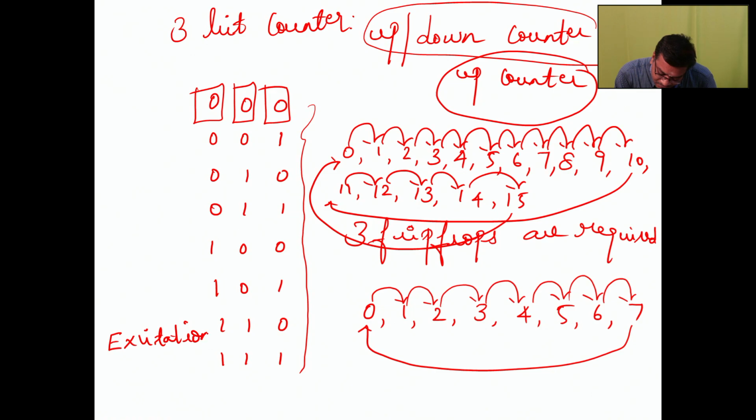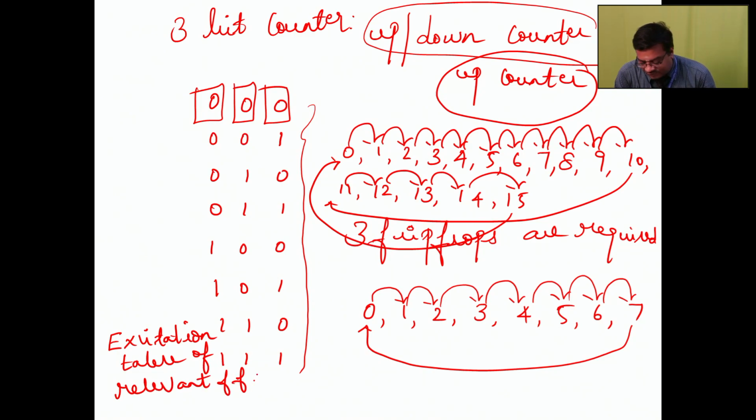Suppose they ask us to design a 3-bit counter using JK flip-flops. We are going to use the JK flip-flop excitation table of the relevant flip-flop. What is the flip-flop they have asked for in the problem? We are going to use the relevant flip-flop. These are all the things we are going to consider while coming to these counters.